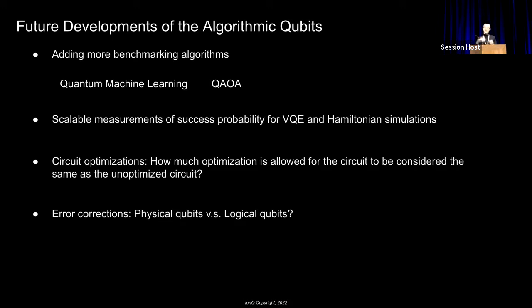And in the future, if error correction becomes widely used, how would you differentiate between physical qubits versus logical qubits? We hope that for now, AQ is just in version 1.0. We hope in the future it will evolve, more algorithms will be added, and more strict rules will be introduced, and AQ will be a routinely used measurement of the performance of quantum computers.